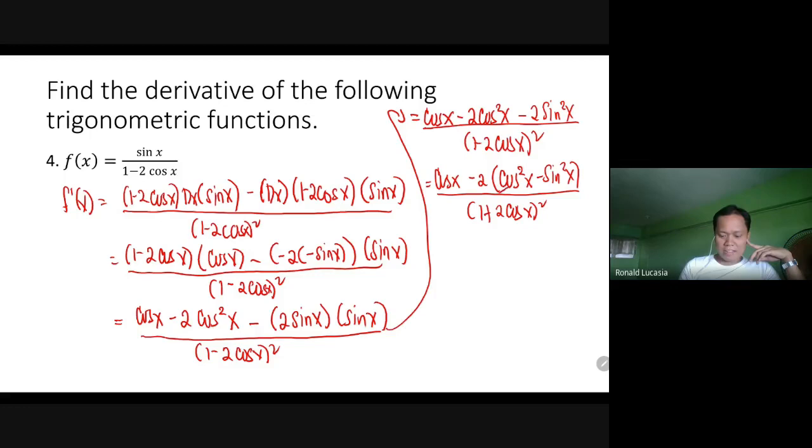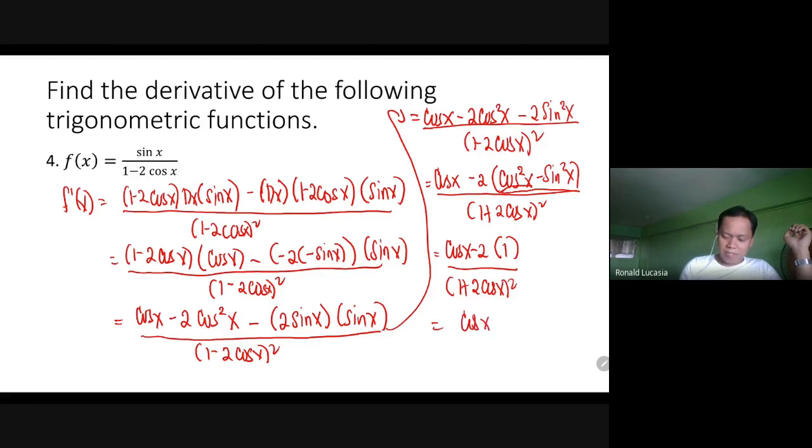Ito, ano naaalala nito? Yan. Cosine squared x minus sine squared. Equivalent yan saan? The trigonometric function. Equivalent siya sa ano? 1, that's correct, Bon. Minus 2 times 1 over 1 plus 2 cosine x squared. Kaya ang matitira mo lang dyan ay cosine x minus 2 over 1 plus 2 cosine x quantities.